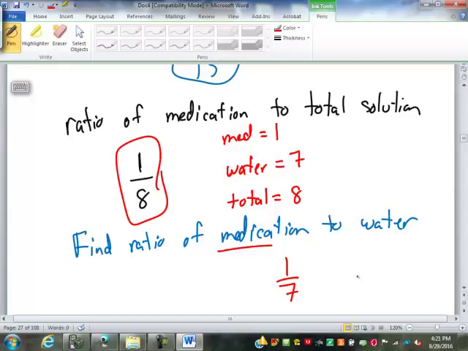Very good. It is that time for a break, so let's go ahead and take a break. It's 4:21. Let's come back at 4:31 to start our second half.